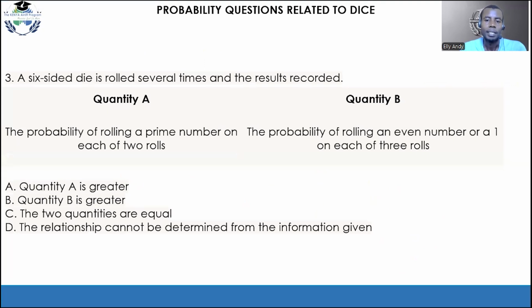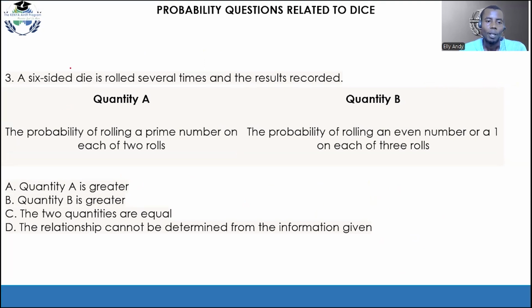Let's look at this third example. This one is a quantitative comparison question. A six-sided die is rolled several times and the results recorded. So for quantity A, we need to calculate the probability of rolling a prime number on each of the two rolls.